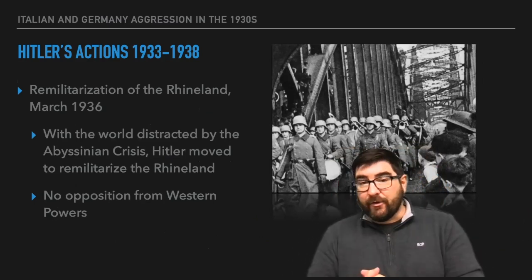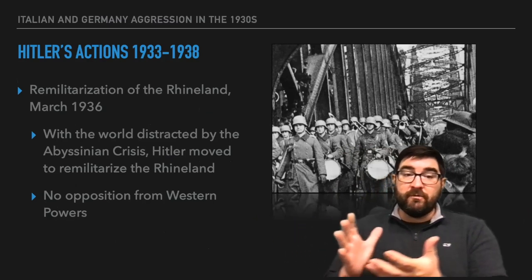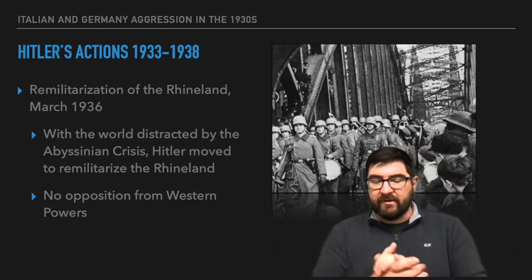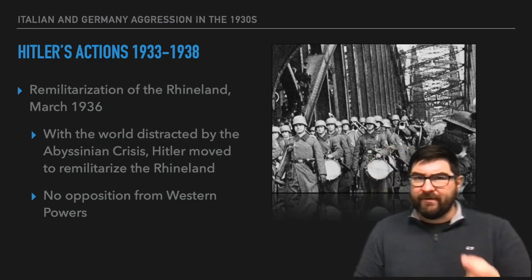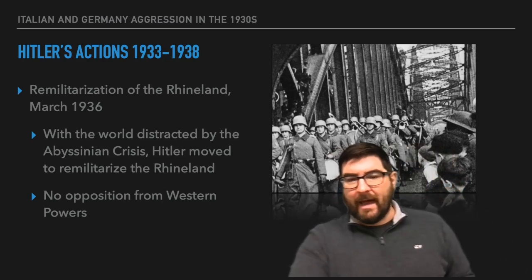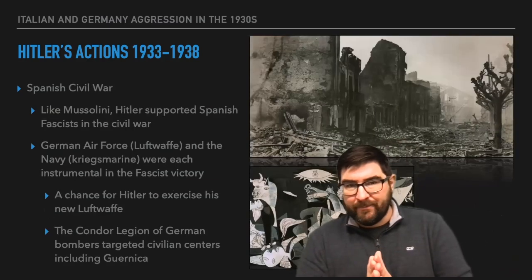In March of 1936, Adolf Hitler will move his army into the Rhineland region of Germany. They were forbidden to do this according to the Treaty of Versailles, but Adolf Hitler guessed correctly that Britain and France would do nothing to stop this move, and they didn't.